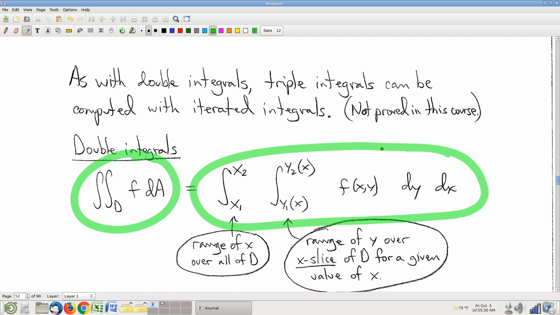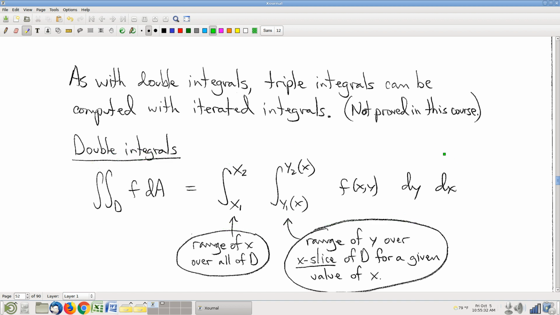Now, let's be careful, though. The bounds for that outer integral come from looking at the entire domain, and you look at slices as you slice perpendicular to the x-axis, and the bounds x1 and x2 come from, as you slice up the entire domain, what's the starting value of x, what's the ending value of x.